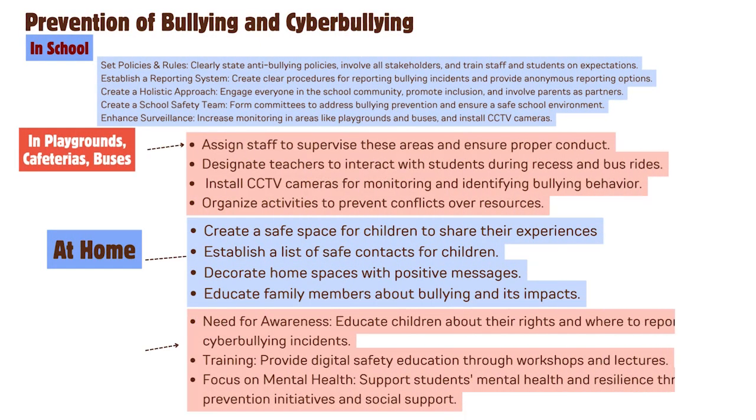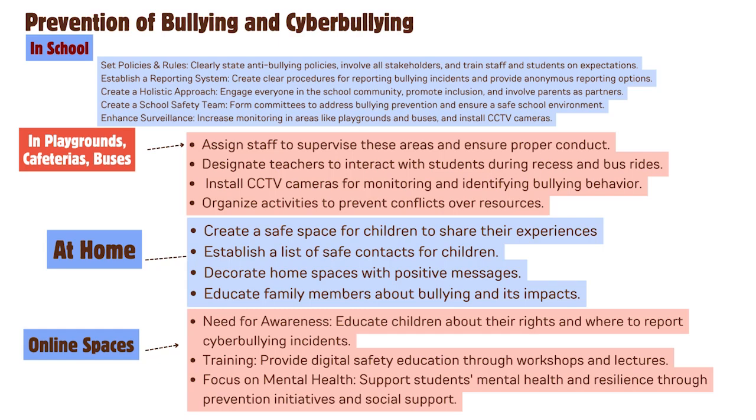In school, set policies and rules, clearly state anti-bullying policies, involve all stakeholders, and train staff and students on expectations. Establish a reporting system, create clear procedures for reporting bullying incidents, and provide anonymous reporting options. Create a holistic approach: engage everyone in the school community, promote inclusion, and involve parents as partners. Create a school safety team. Form committees to address bullying prevention and ensure a safe school environment.